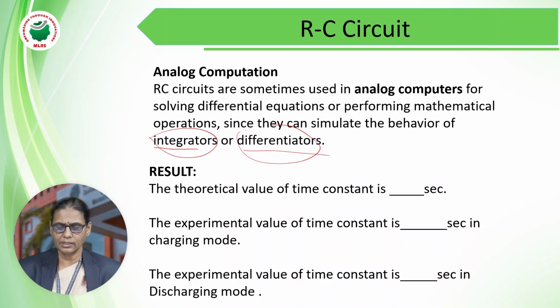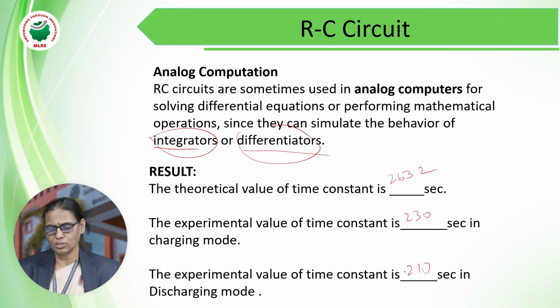Now finally we are getting the theoretical value. Here you need to note down that we have got 263.2 seconds, and the experimental value of the time constant in charging mode we have got 230 seconds. In the discharging mode we have got 210 seconds. Now you can see approximately all are in one range only, 263, 230 seconds, 210 seconds.